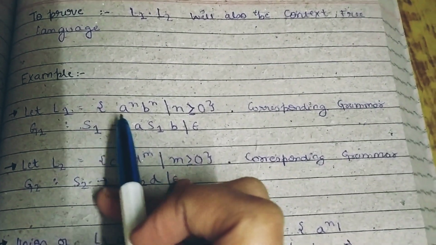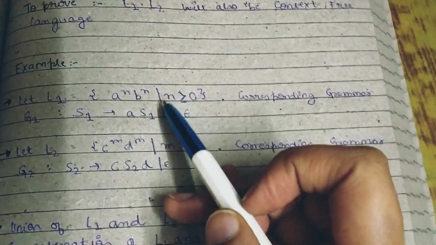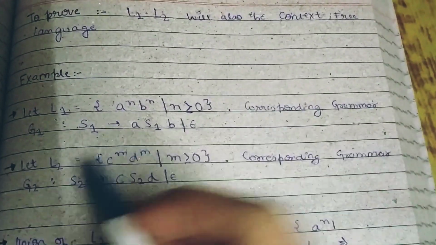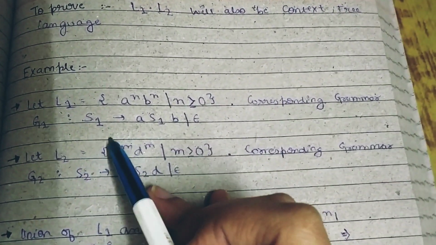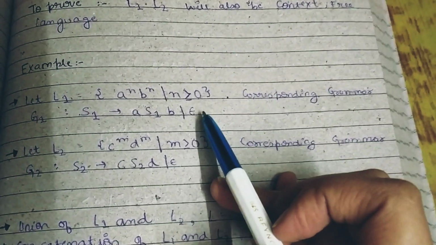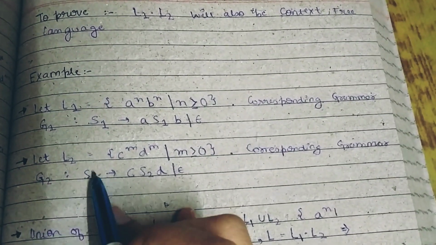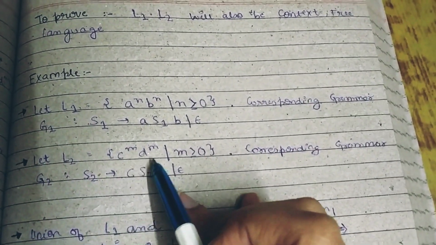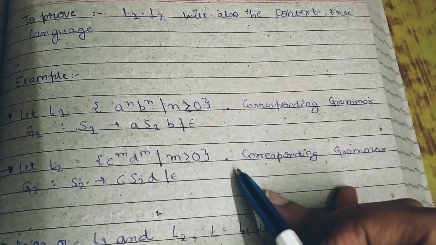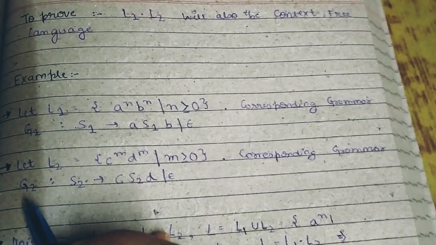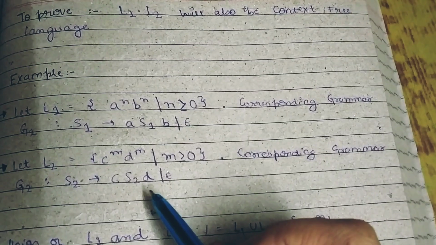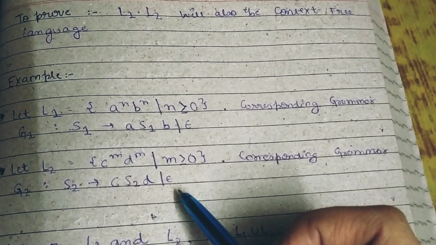Let L1 equal a raised to the power n, b raised to the power n, where n is greater than or equal to 0. So, the corresponding grammar G1 is represented as S1 implies AS1b / epsilon. Let L2 be denoted as c raised to the power m, d raised to the power m, where m is greater than or equal to 0. So the corresponding grammar, that is G2, is represented as S2 implies cS2d / epsilon.